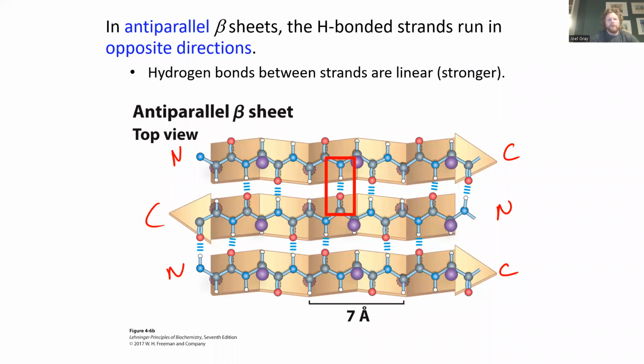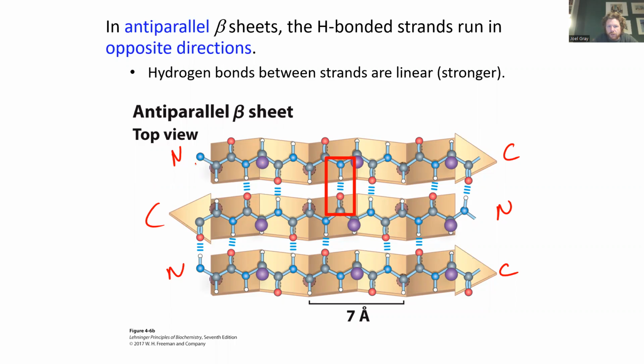So here we have our anti-parallel beta sheets. And this, to me, has always been kind of a tough thing to visualize. And I'm going to jump back to the parallel beta sheets in just a moment. But I think it's important to highlight which atoms we're talking about.